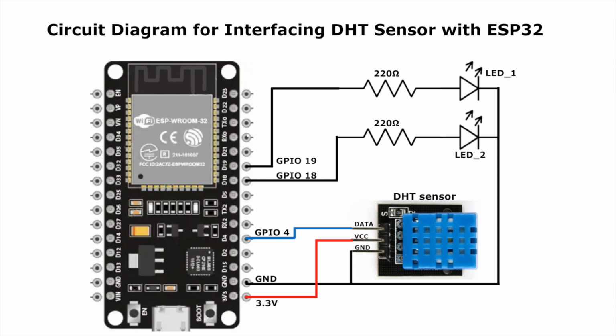Here's the circuit diagram. Make sure you follow the same connection setup. I've connected the two LEDs to GPIO pins 18 and 19 through 220 ohm resistors, and the DHT11 sensor's data pin to GPIO pin 4. Also, make sure the VCC and GND pins of the DHT sensor are properly connected.